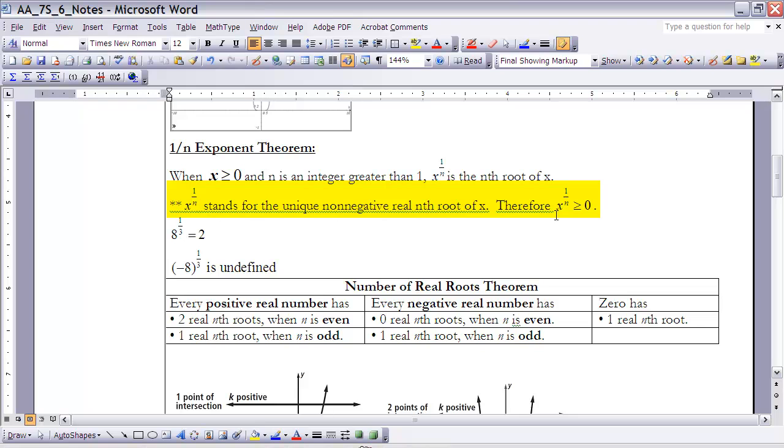So 8 to the 1/3 is equal to 2, because 2 times 2 times 2 is 8. Now, negative 8 to the 1/3 is undefined, because the only number that I can raise to the 3rd power and get negative 8 is negative 2. However, x to the 1 over n is only defined when x is greater than or equal to 0, and negative 8 is not greater than or equal to 0, therefore it's undefined.